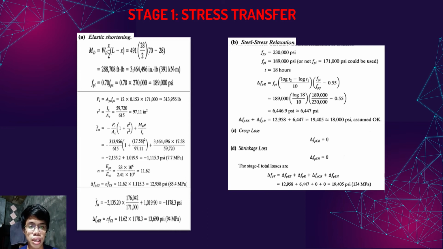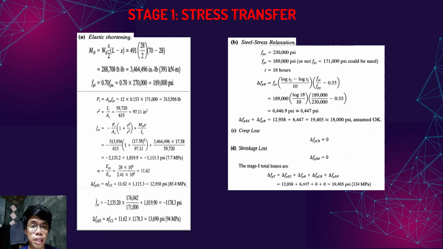Solving for the initial prestressing force, our initial prestressing force is the area of the prestressing strand times the initial stress. So that is 12 times 0.153. We have to multiply the area of the prestressing strand by 12 so that we could have unit consistency. So that's 12 times 0.153 times 171,000. Our initial prestressing force is 313,956 pounds.